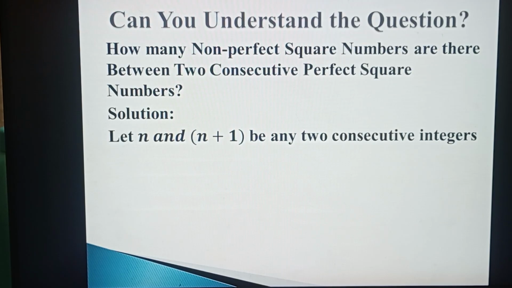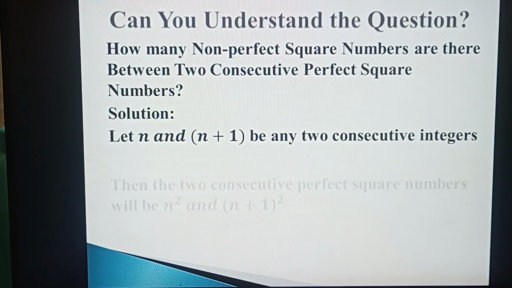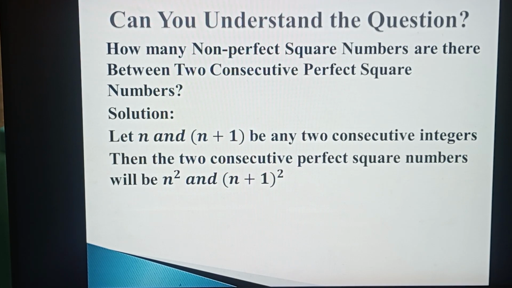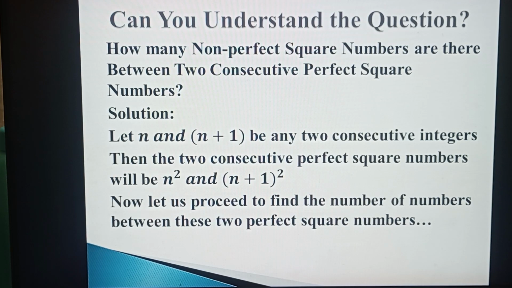Now let us assume that n and n plus 1 are any two consecutive integers. Then the two consecutive perfect square numbers will be n squared and (n plus 1) whole squared. Now let us proceed to find the number of numbers between these two perfect square numbers.